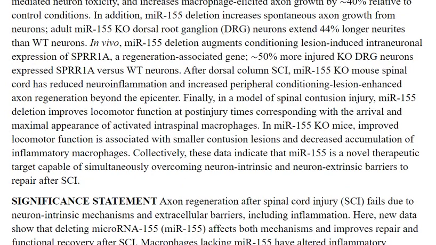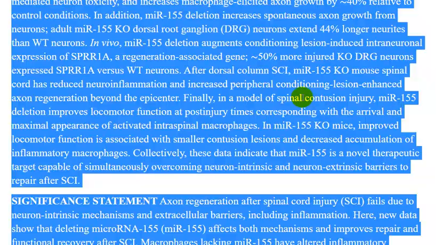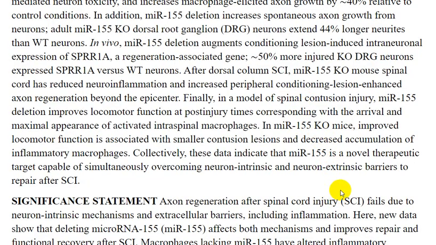miR-155 deletion in the lesion condition induced neuronal expression of regeneration-associated genes, assessed to be about 50% more, and improved the locomotor function.